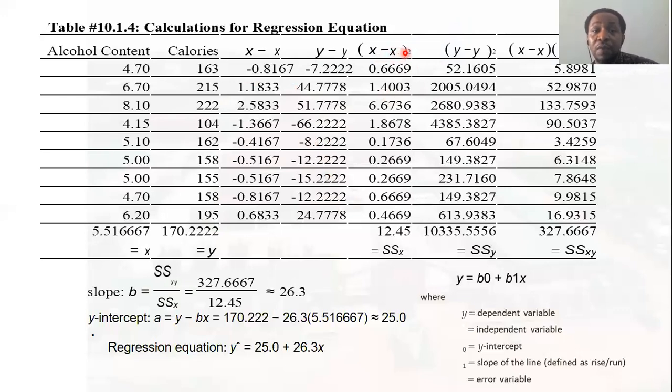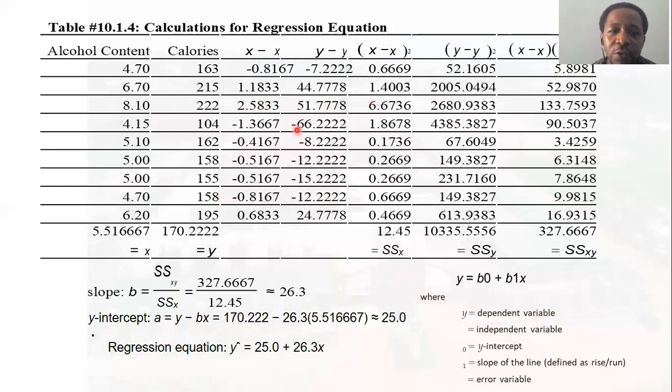You raise it to the power of 2. Now in this case you say minus 0.8167 raised to the power of 2. It will give you 0.6669. You do the same thing, you say 2.58833 raised to the power of 2. It gives you a value of 6.6736.